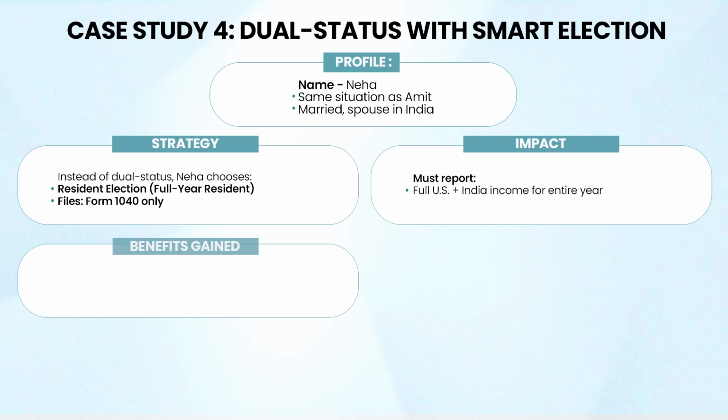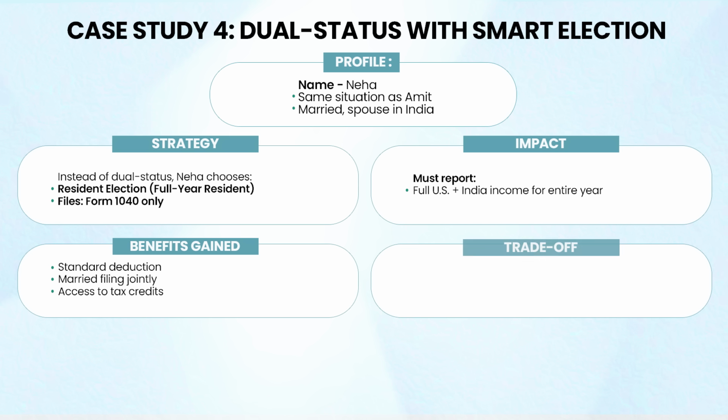Now let's look at the benefits she gains by making this election. Since she is now filing as a full-year resident, she can claim the standard deduction which was not available to Amit. She can also file jointly with her spouse even though her spouse lives in India. This is a significant benefit. She also gets access to a full range of tax credits that dual status taxpayers cannot claim.